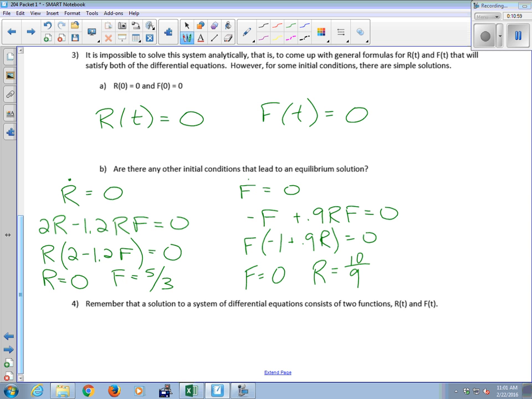So I already knew about the r equals 0 and f equals 0 equilibrium solution from the previous question. But then I have this other equilibrium solution that I just found: 5/3 foxes and 10/9 rabbits. So what are the units? Number of rabbits, number of foxes. I know it's weird because they don't come out as whole numbers. Well, let's call it thousands of rabbits and thousands of foxes. That makes more sense. Okay, let's do that.